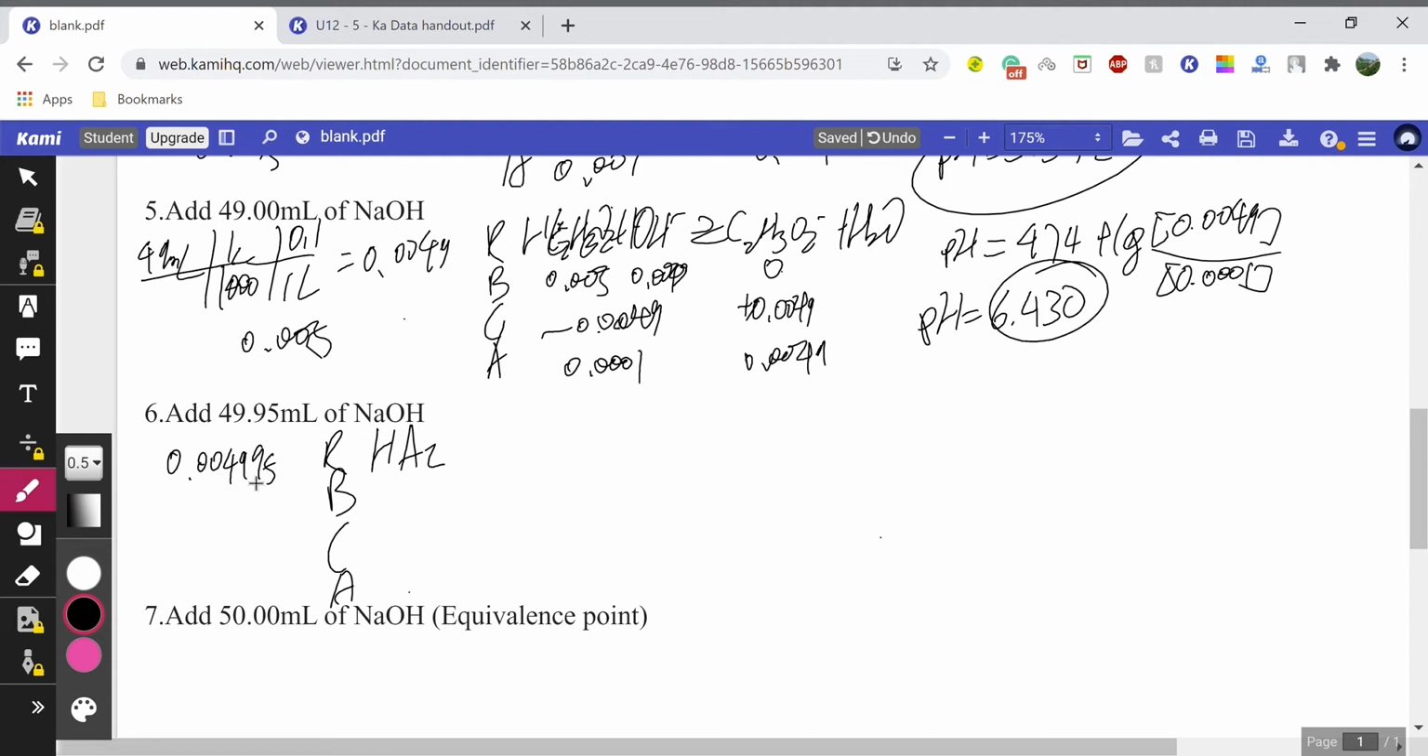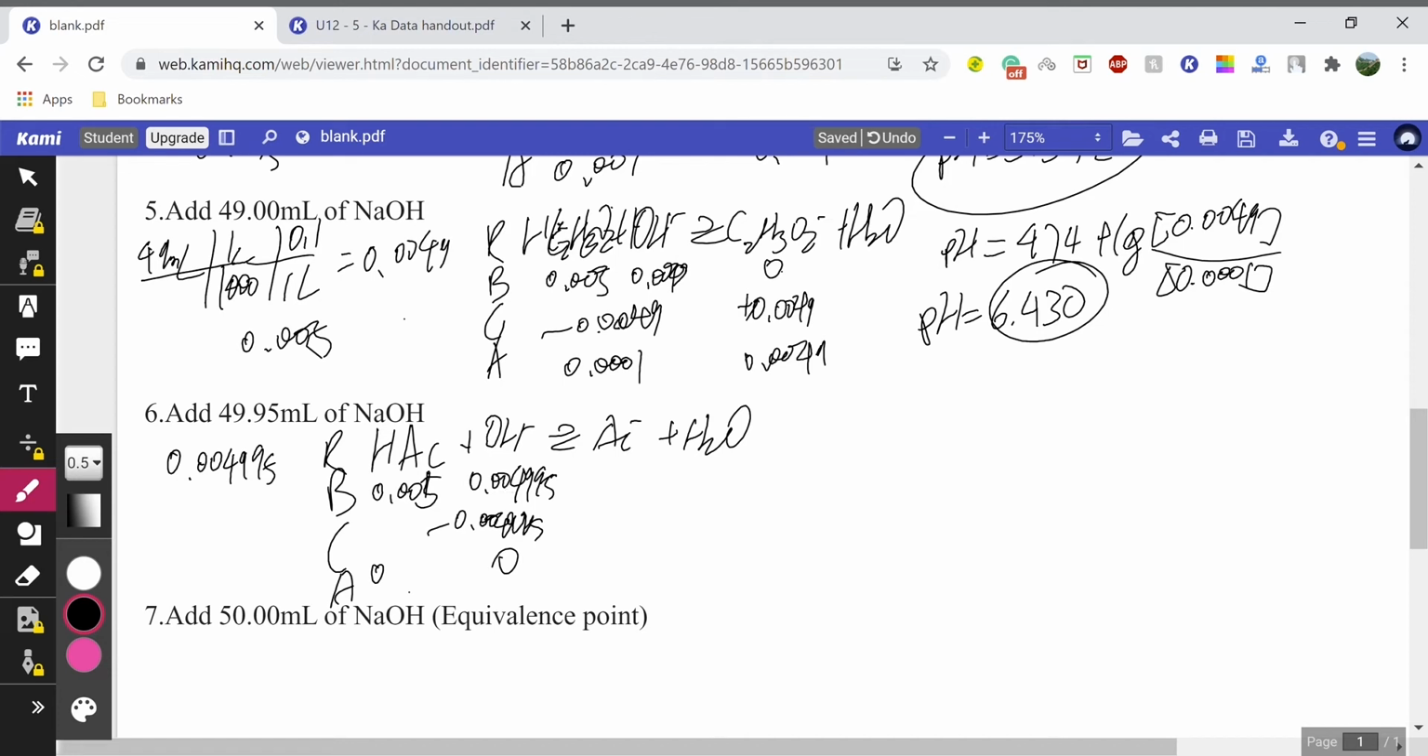Now, on the AP exam, you cannot simplify it like this. But for the purpose of the video, I'm going to simplify acetic acid to HAC and simplify acetate ion to AC minus. Plus OH minus forms AC minus plus H2O. Now this is going to be 0.005, sorry, 0.004995 minus 0.004995, this equals 0, and this equals 0.005 minus 0.004995.